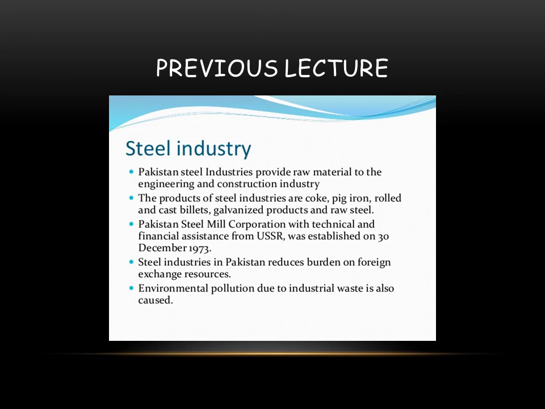We also learned about the steel industry of Pakistan, and Pakistan's steel industry can provide raw material to the engineering and construction industry. The steel industry in Pakistan reduces the burden on foreign exchange resources, and Pakistan Steel Mill Corporation with technical and financial assistance from the USSR was established on the 30th December in 1973. So presently Pakistan produces around 6 million metric tons of steel per year.